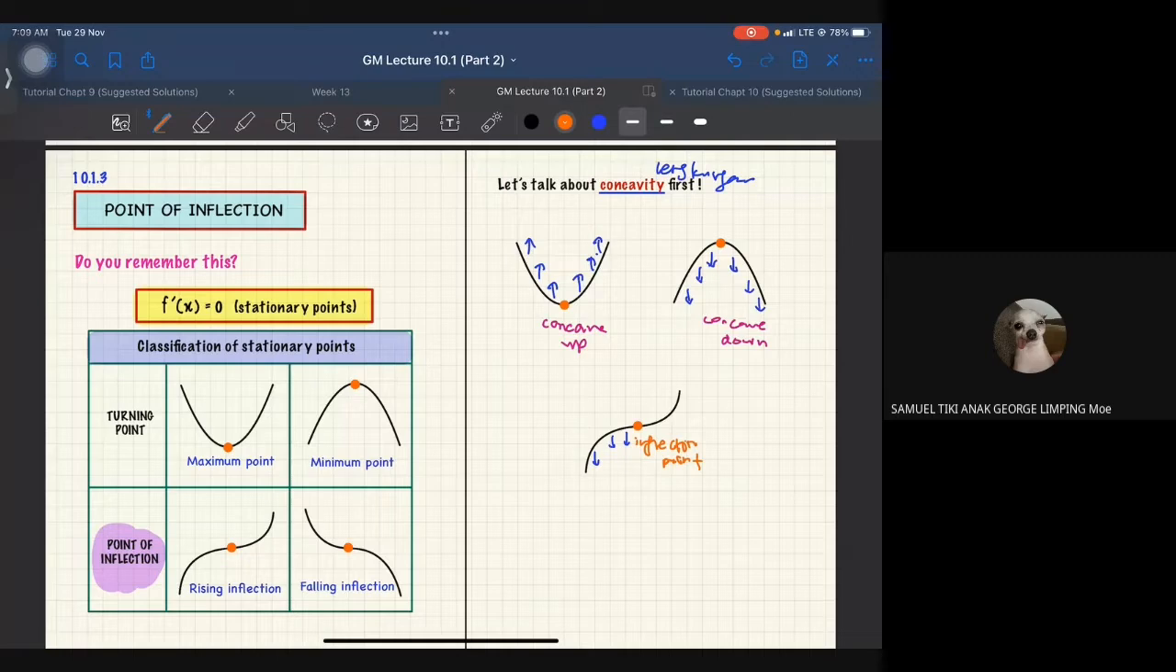Dia tak concave up, dia tak concave down. So dia memang macam duduk kat situ diam-diam je lah. So dia jadi kosong. Okay, so kita boleh cakap dekat sini, yang warna biru saya label ni adalah concave down.